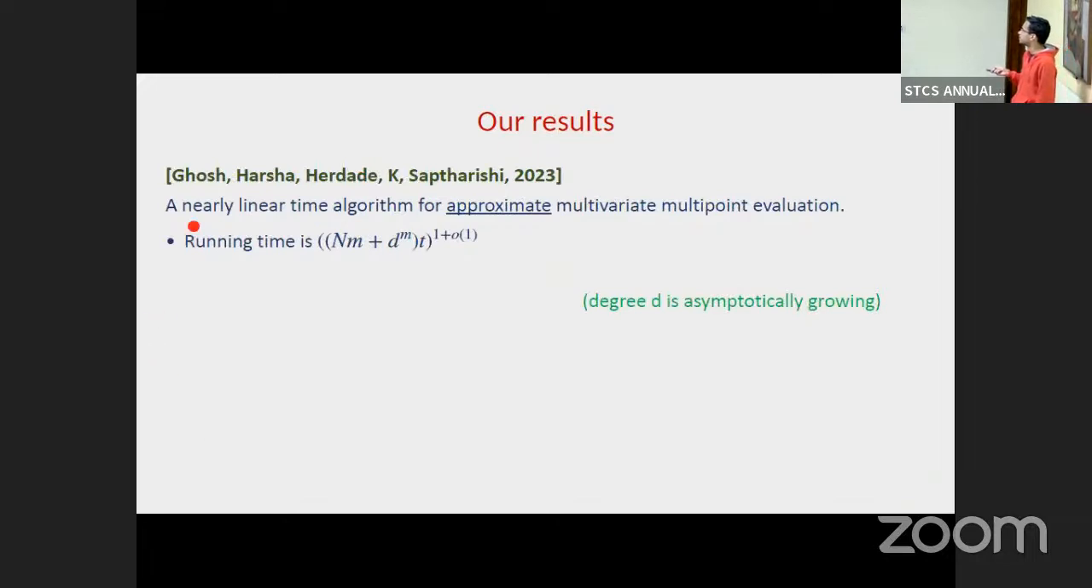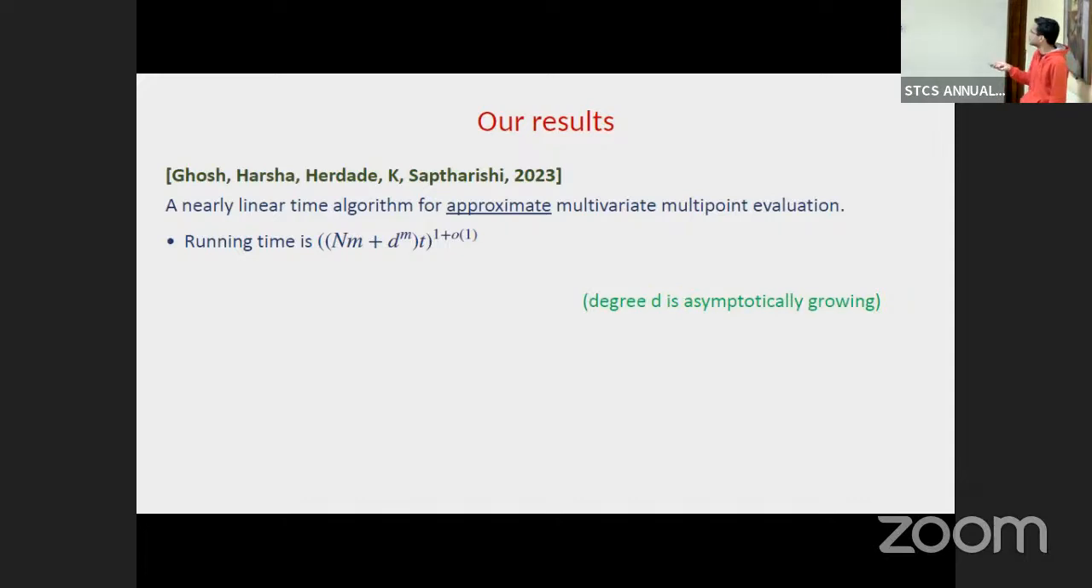More recently, with Prahlad, Ramprasad, Ghosh, and Simha, we built on some of these things to get a nearly linear time algorithm for approximate multivariate multipoint evaluation. And the running time is this. I don't know if you remember the parameters. Capital N was the number of points, t to the n is the length of the coefficient vector, and t is the accuracy, so we want to get the first t bits after the decimal point correct in the evaluation. So it's nearly linear in that. And again, d is asymptotic.